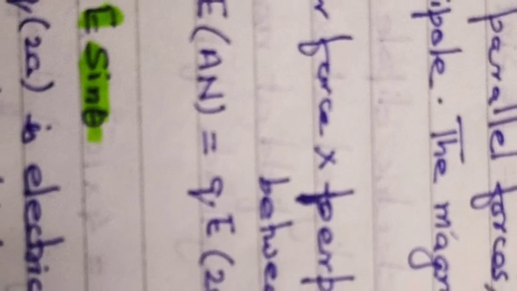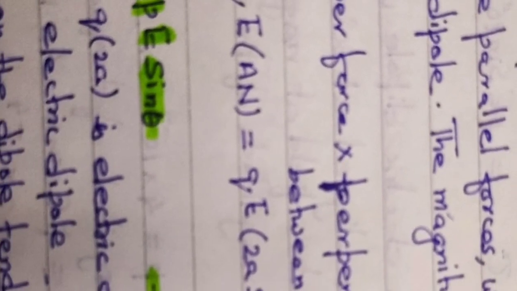Thus, the electric dipole is under the action of two equal and unlike parallel forces, which give rise to a torque on the dipole. The magnitude of the torque is given by tau equals either force into perpendicular distance between the two forces, which equals qE into AN, equals qE into 2a sin theta, which equals q into 2a E sin theta, or tau equals pE sin theta. This is equation number 26. Here p equals q into 2a, the electric dipole moment of the electric dipole.